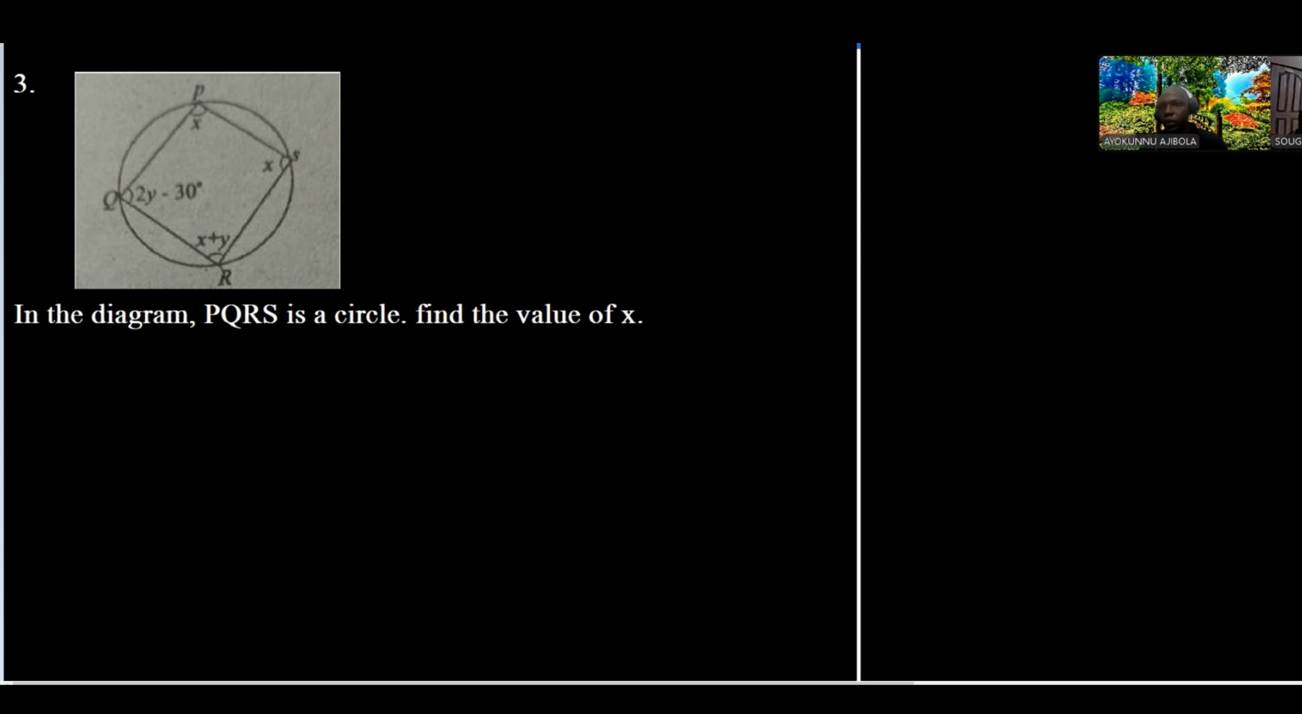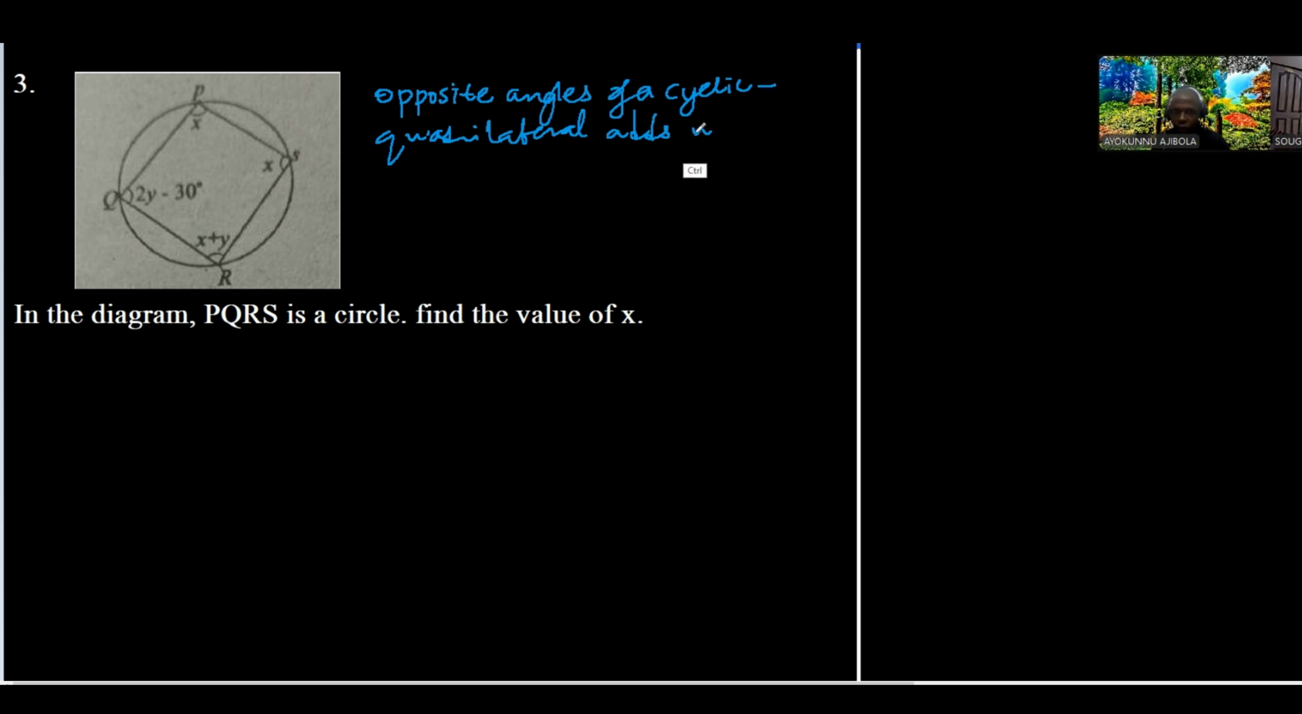So one thing, the principle you need to remember here is that opposite angles of a cyclic quadrilateral add up to 180 degrees. That is, they are supplementary angles. Okay.